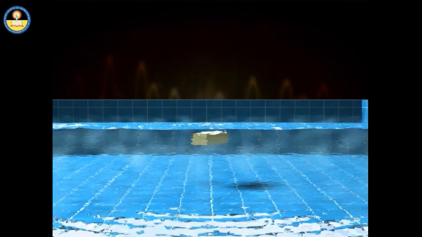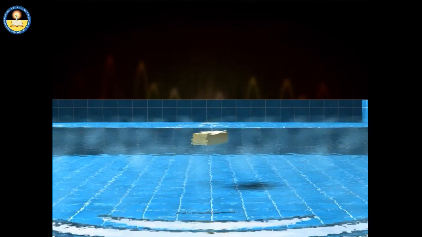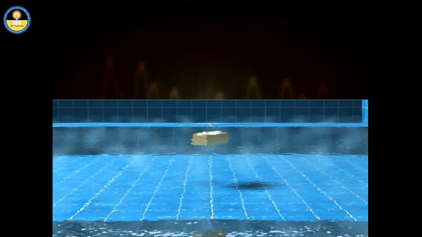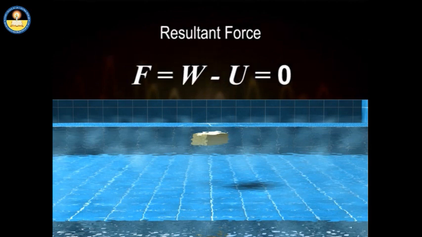But when we drop a plastic block in water, it gets completely submerged and floats, as the density of plastic is equivalent to the density of water. Or in other words, the weight of the plastic block is equivalent to the buoyant force and the resultant force is 0.